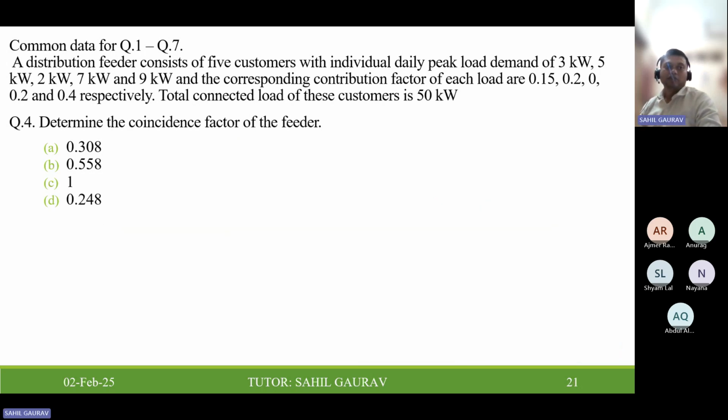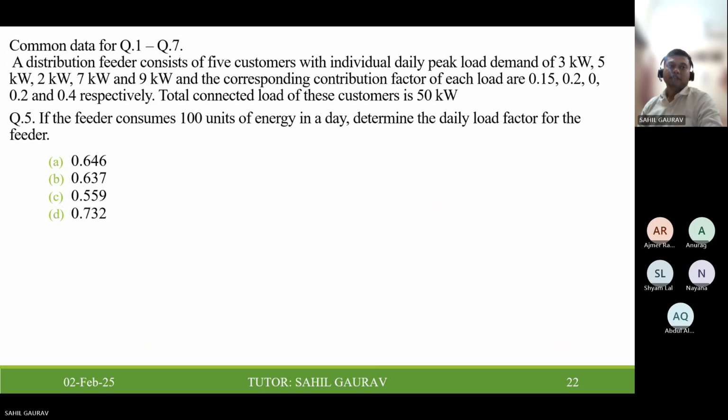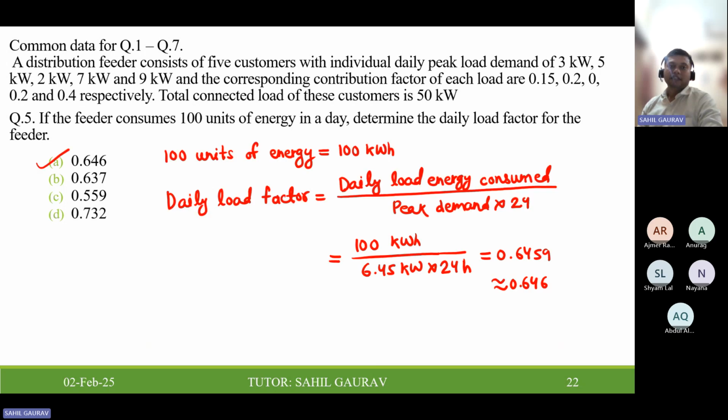Now coming to the coincidence factor of the feeder. Coincidence factor is nothing but the reciprocal of diversity factor. We have already found the diversity factor. So diversity factor is 4.031, so coincidence factor is 0.248. The next problem: if the feeder consumes 1000 units of energy in a day, determine the daily load factor for the feeder. So daily load factor is daily energy consumed upon 24. We will get the average demand and then divide by peak demand. So average demand is 1000 kilowatt hour upon 24 hours, and the group peak demand is 6.45 kilowatt. So you will get 0.646 as the answer.